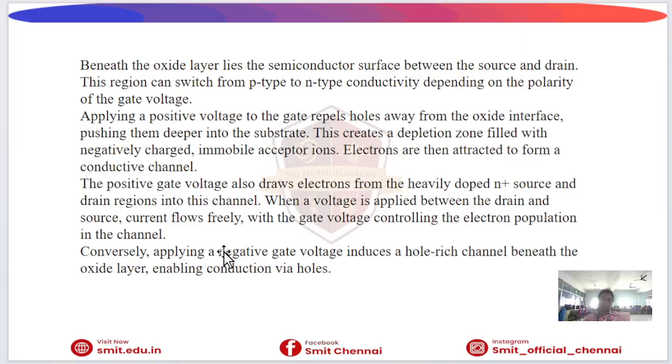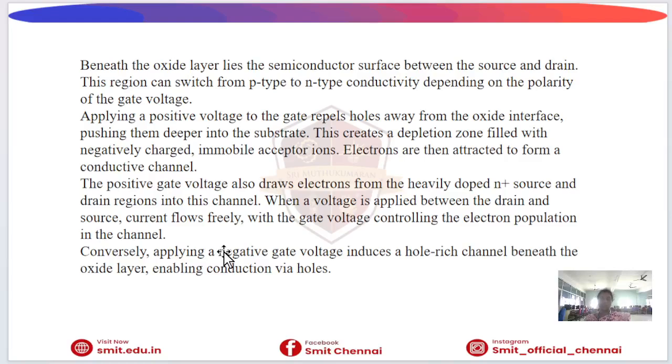So the positive gate voltage: consider the N-channel MOSFET when a positive voltage is applied to the gate. The positive gate attracts the electrons. The holes are repelled away from the surface and the depletion region forms. The electrons gather near the oxide layer, so the conductive channel is created. Now the current flows between the source and drain. Whenever the conductive channel is created and gate voltage is present, the current can flow between the source and drain.